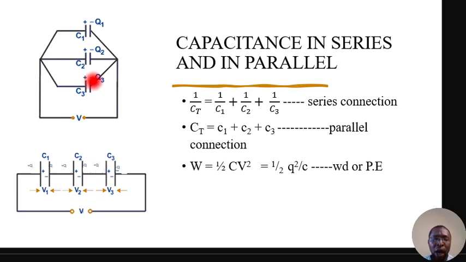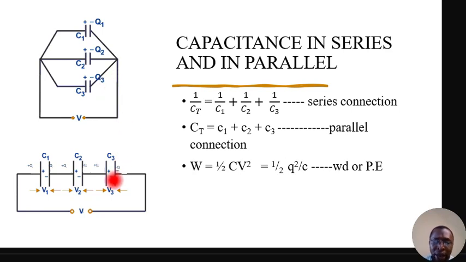On the other hand, they can also be connected in parallel. When they are in parallel, we connect all the positive plates together. For example, the positive plate of C1, you can see here, is connected to the positive plate of C2, and the positive plate of C3 is also connected to the positive plates of C2 and C1. So all positive plates are connected on one side, and all negative plates are connected together on the other side. In this connection, we say it is a parallel connection.